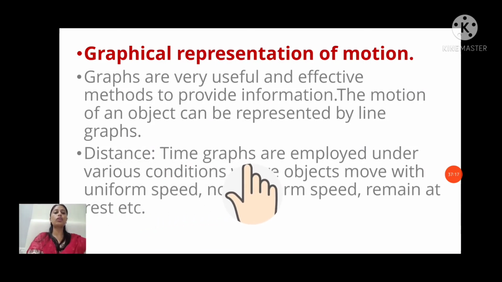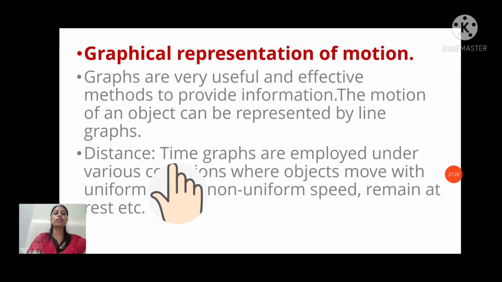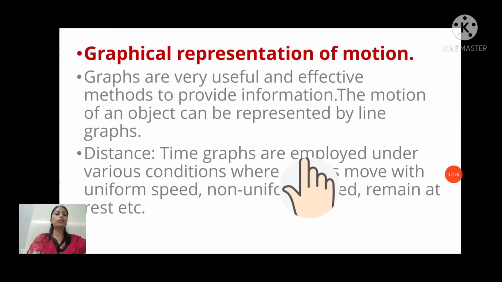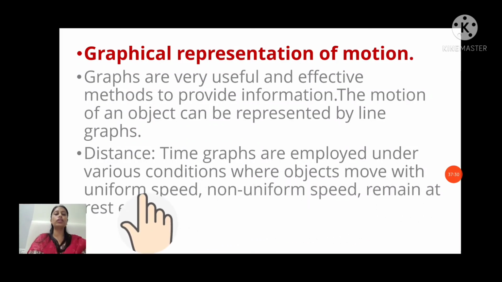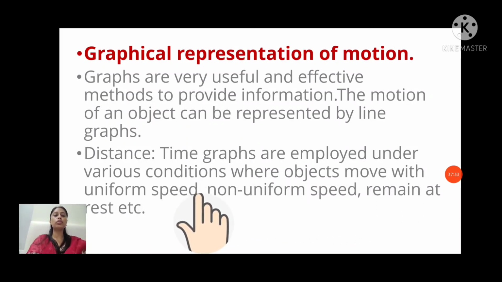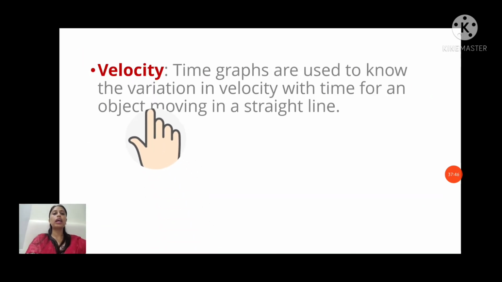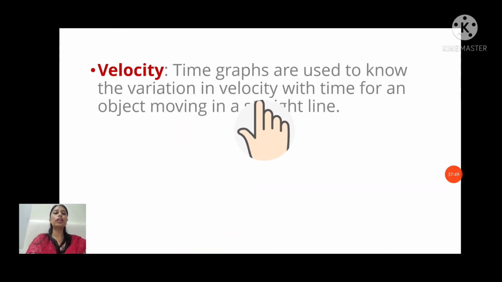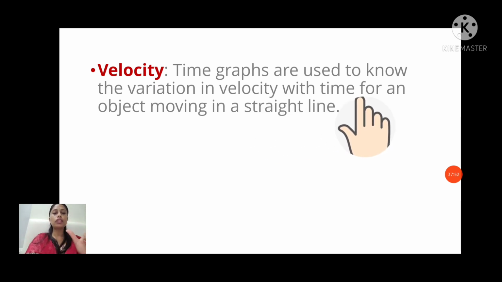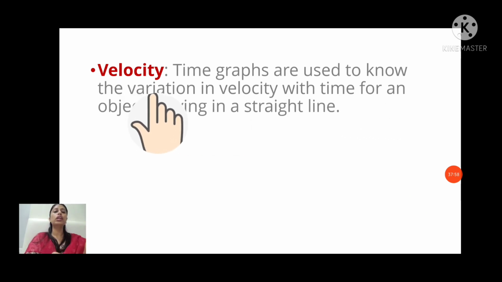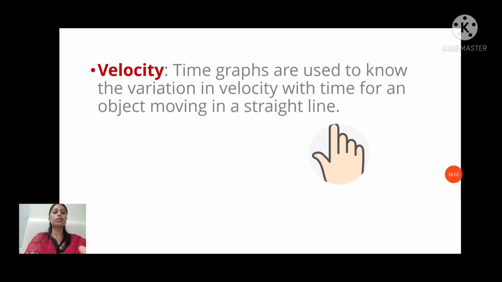Now, what will the distance time graph tell you? By the name, it will tell you about the distance and the time of the motion. Distance time graphs are employed under various conditions where objects move with uniform speed. It will tell you about uniform speed, non-uniform speed, and whether the body remains at rest. Velocity time graphs are used to know the variation in velocity with time. If there is any change or variation in velocity, you can understand it by the velocity time graph for an object moving in a straight line.